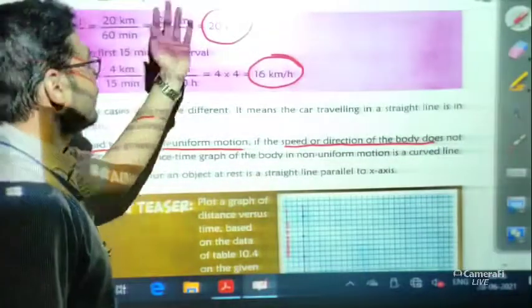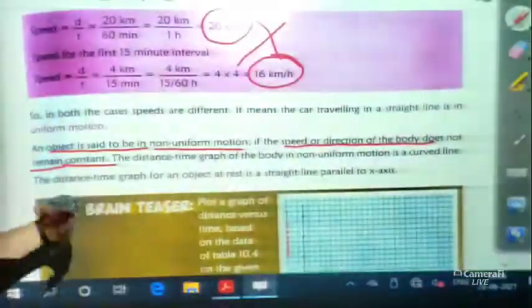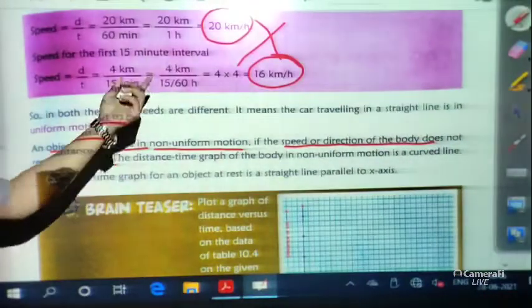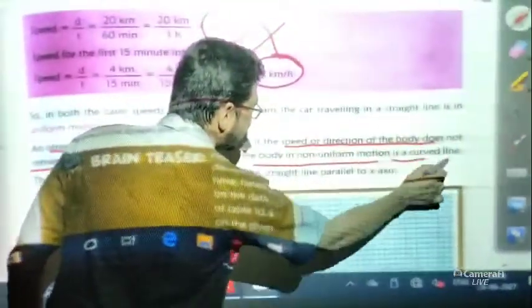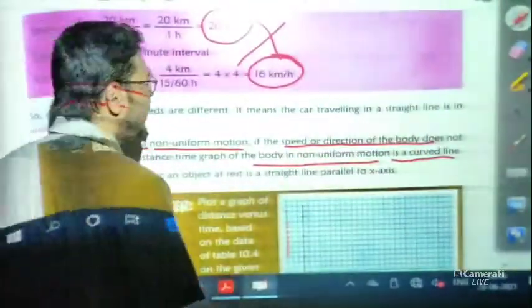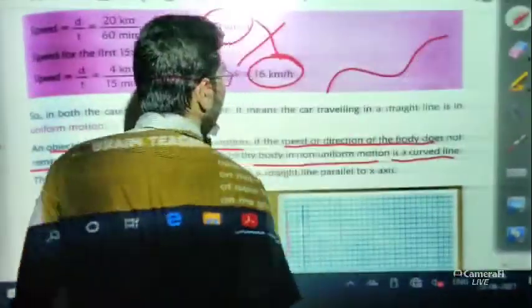You can say that the overall speed is 20 kilometer per hour. In the first interval we get 16 kilometer per hour. If we find out the next interval, we will get another speed which is not equal to these two. So in this case we will call it non-uniform motion. The distance time graph of a body in non-uniform motion is a curved line. So definitely we will get a curved line like this, and in uniform motion we will get a straight line like this.